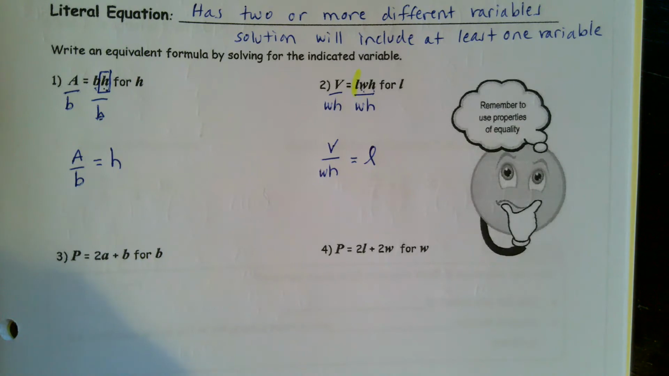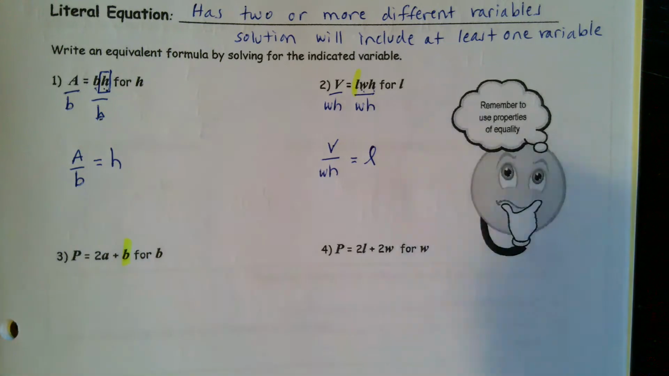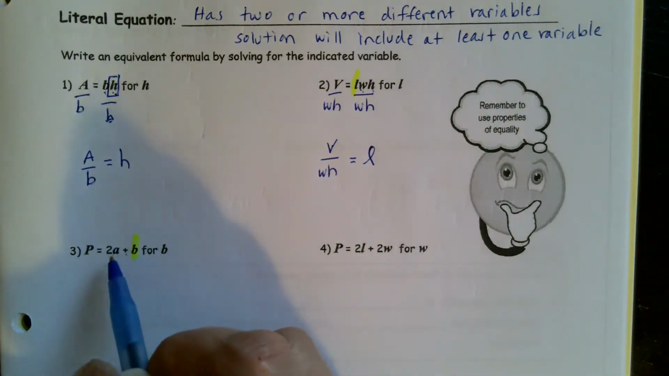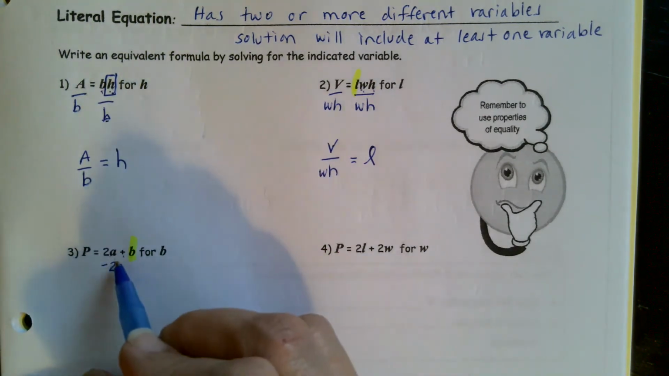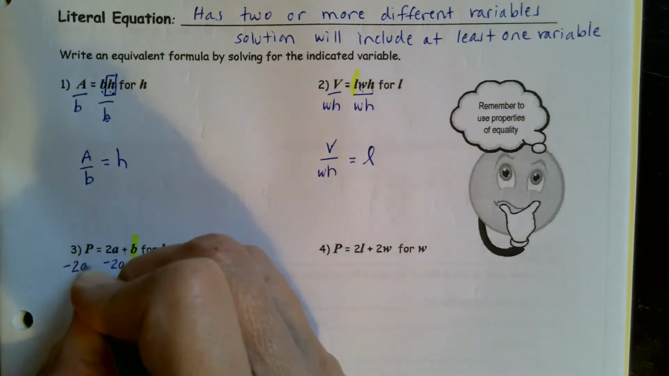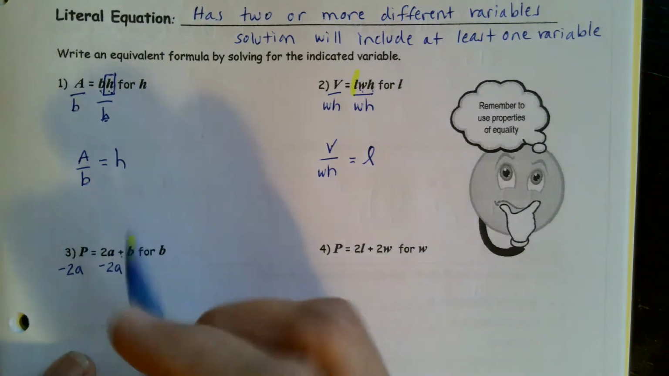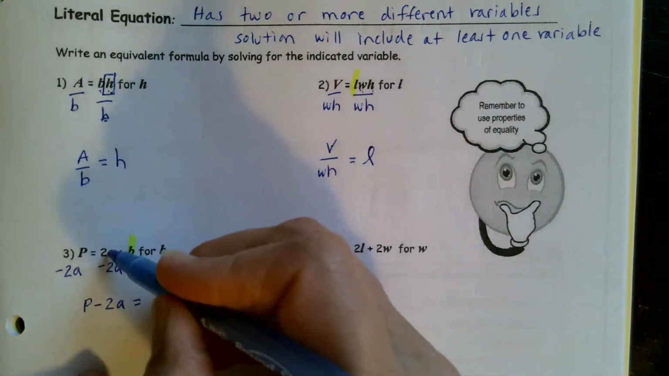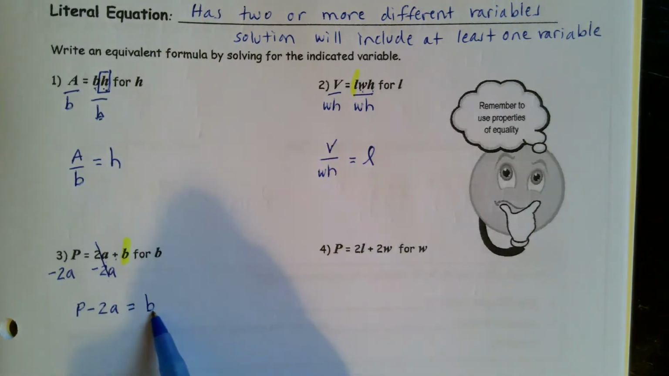Okay, for number 3, solve for B. So either highlight or box B and take a look at what's happening next to it. 2a is being added. So instead of adding 2a, I am going to subtract 2a. And whatever I do to one side of the equation, I do to the other to balance it off. Subtraction property of equality. These are not like terms, so this is p minus 2a equals, and a positive 2a and a negative 2a is 0, and that equals b. I have solved for b because b is by itself.